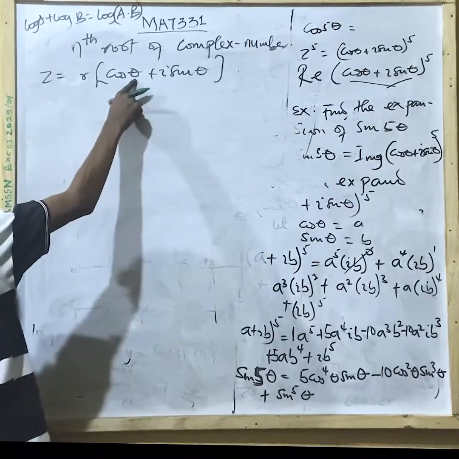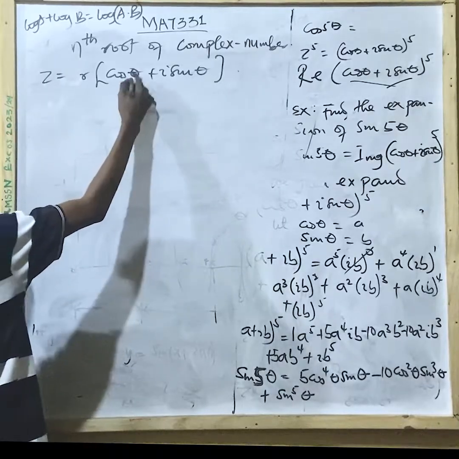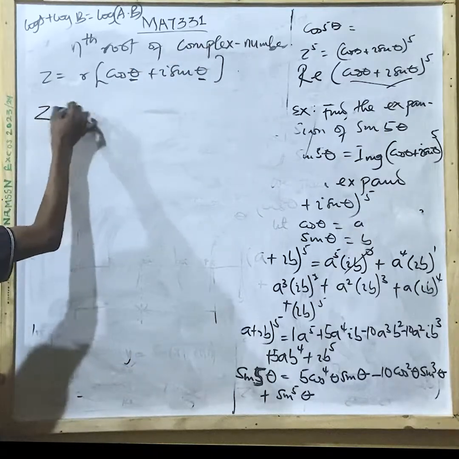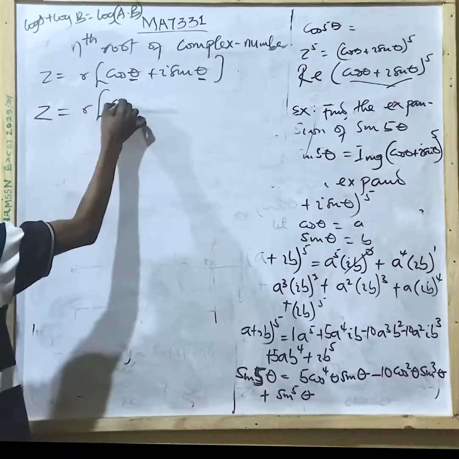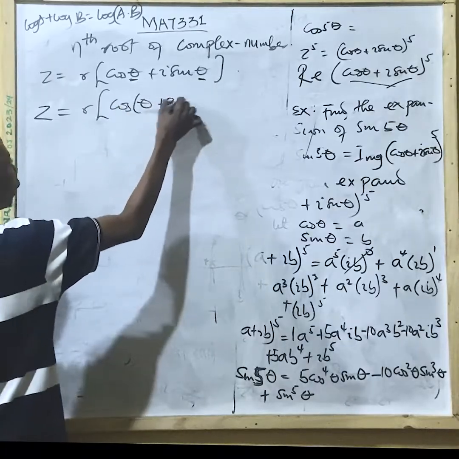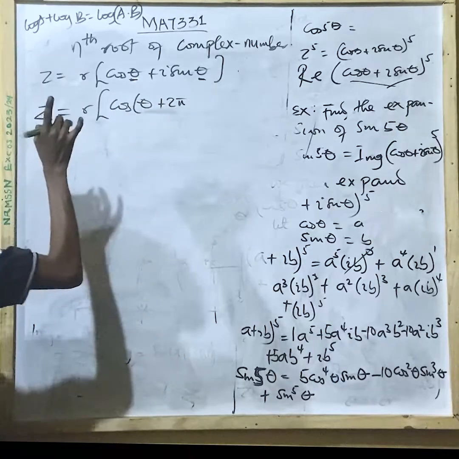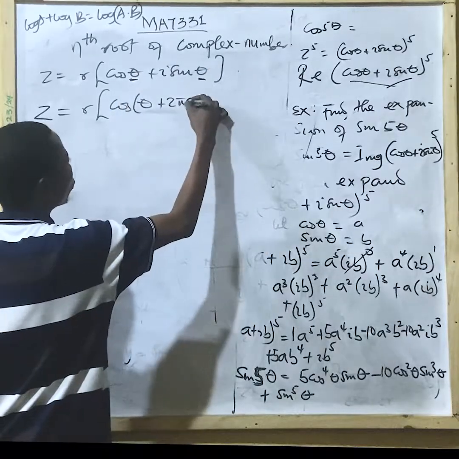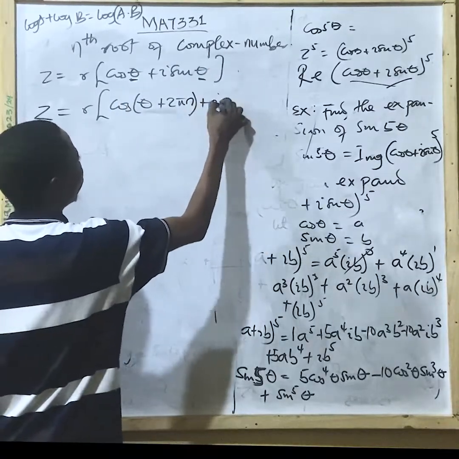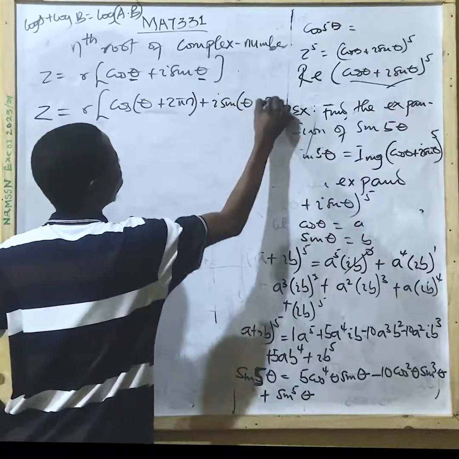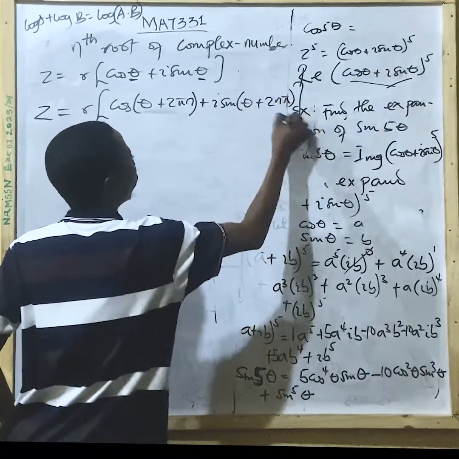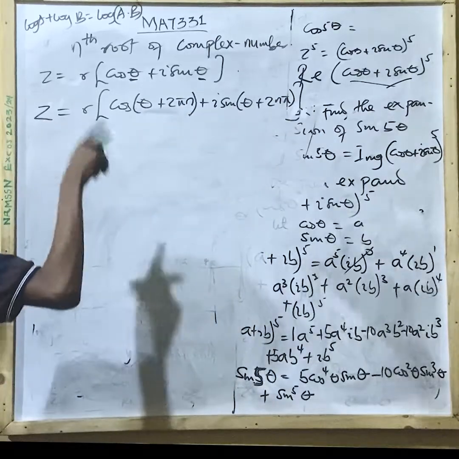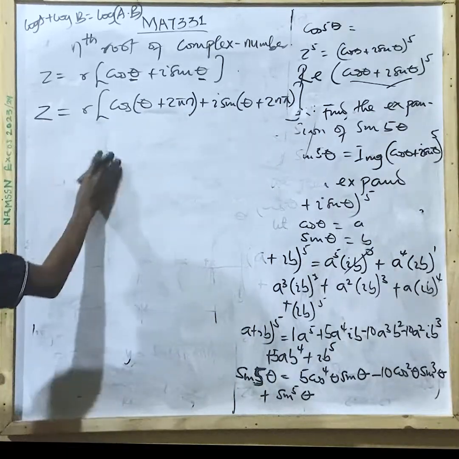If I express this cos theta and sin theta in their periodic form, it will be z equals r into cos of theta plus 2 pi. This is one wave, because we have an infinite number of waves. I'll say 2n pi, plus i sin of theta plus 2n pi, right? Where n represents the counter, z1, z2, z3, z4.